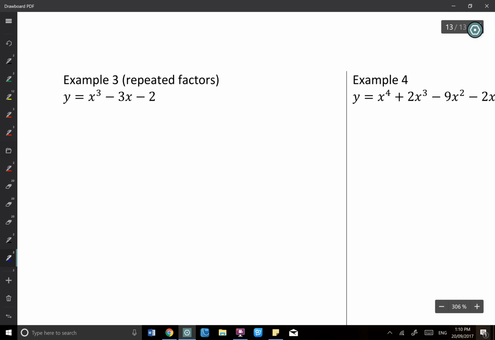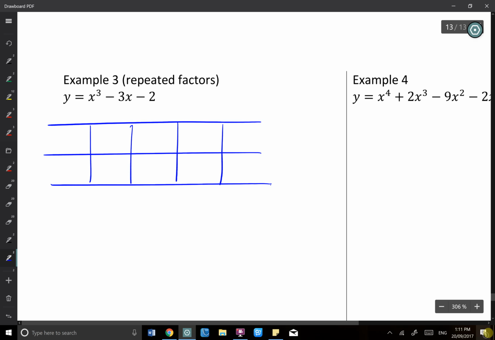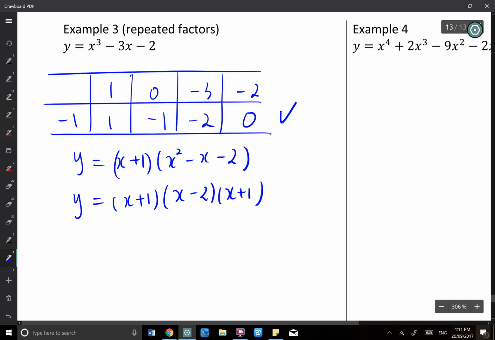Let's have a look at number 3. Number 3 looks a little bit different because I said it's a repeated factor. So let's think about what will change if there's a repeated factor. I want you to factorize it, and I have 1, 0, -3, and -2. I will try -1, that's 1, -1, -2, and that's a 0. That one worked. So y equals x plus 1 and x squared minus x minus 2. So I have x plus 1, then x minus 2, and then x plus 1 again. So what I have here is x plus 1 squared.